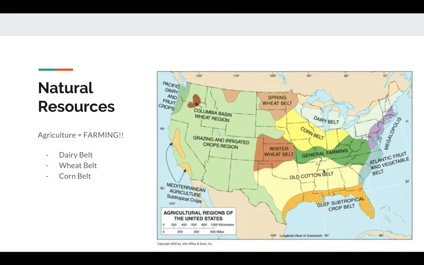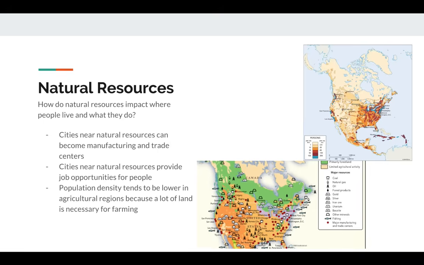We have the Old Cotton Belt. Again, we don't have a lot of cotton being farmed here anymore. And then in the west, we have grazing with animals, so that's where you see the ranchers and that kind of stuff. So let's talk about how natural resources impact where people live and what they do.